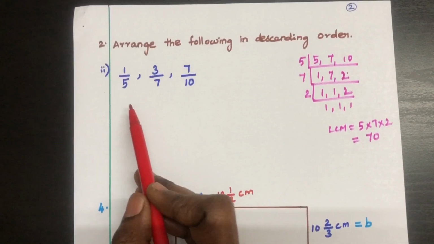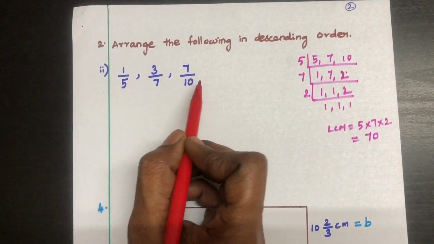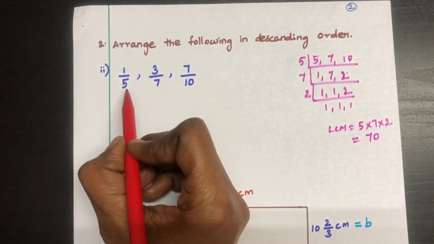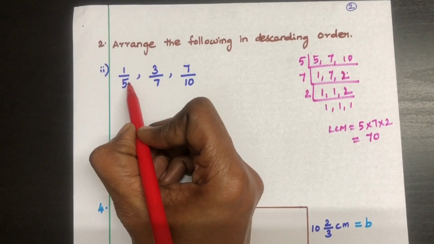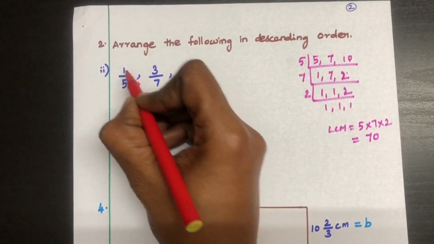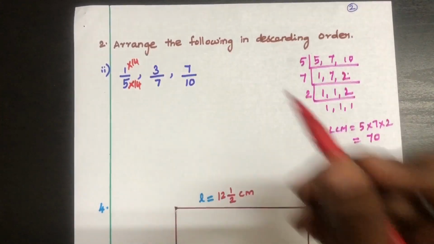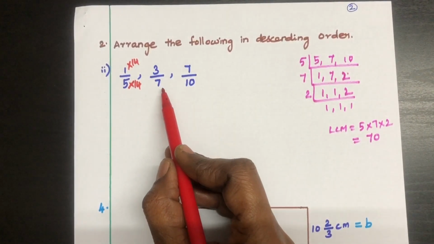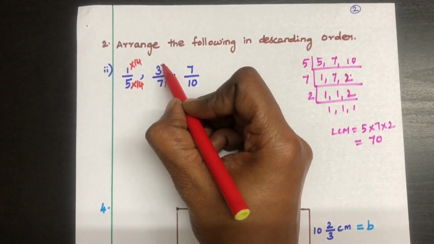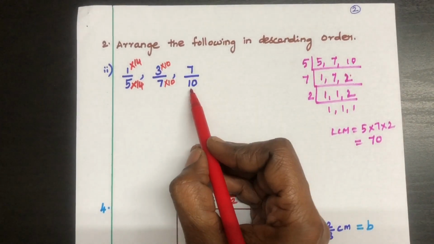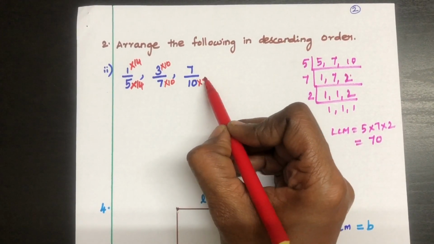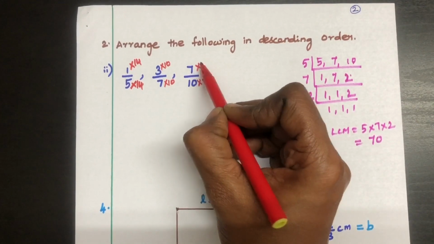We are going to make these fractions with the denominator 70. So how to make this 5 as 70? Just multiply it with 14. So here also into 14. How to make this as 70? Already 7 is there. If you multiply it with 10, we will get 70. So here also into 10. Here already 10 is there. We want it to be 70. So if you multiply it with 7, we will get 70. Into 7.